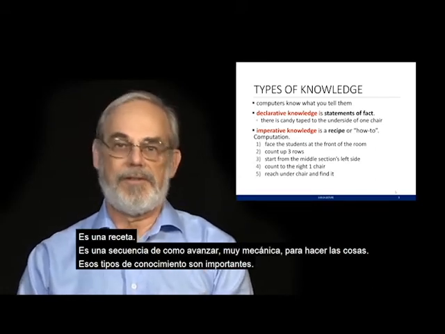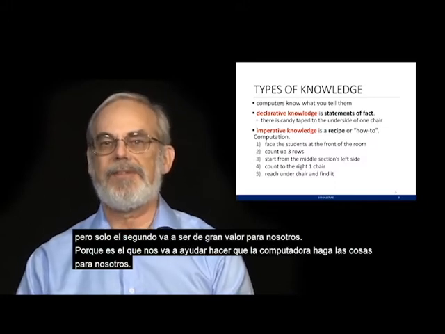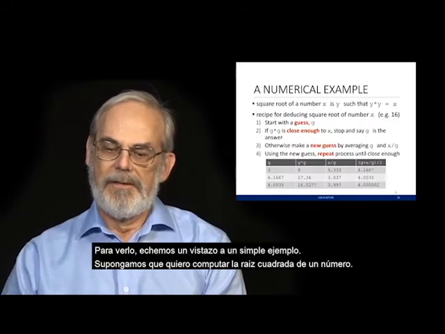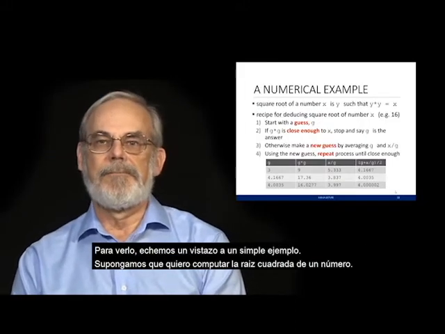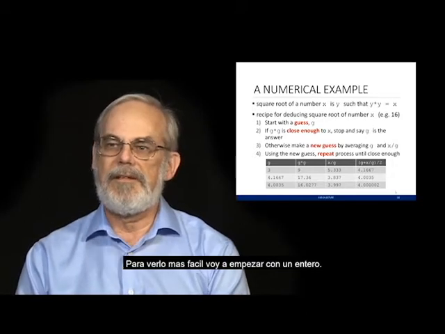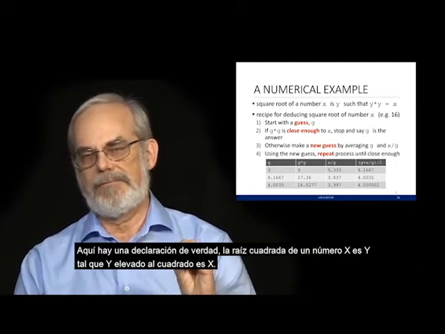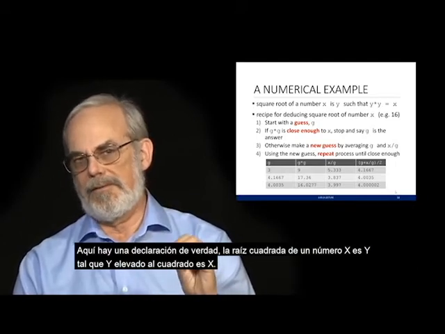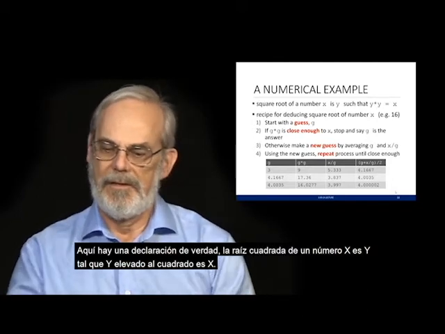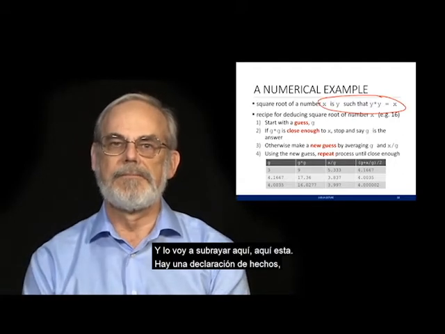Those two kinds of knowledge are important, but only the second one is going to really be of value to us, because that's what's going to help us get the computer to do something for us. To see it, let's look at a simple example. Suppose I want to compute the square root of some number. To make it easy, I'm going to start with just an integer. Here's a statement of fact. The square root of the number x is that y such that y squared is equal to x. And I'm just going to highlight it right here. There it is. There's a statement of fact.